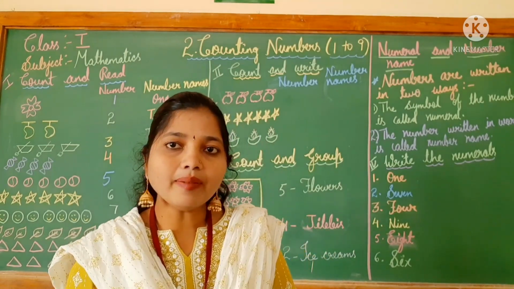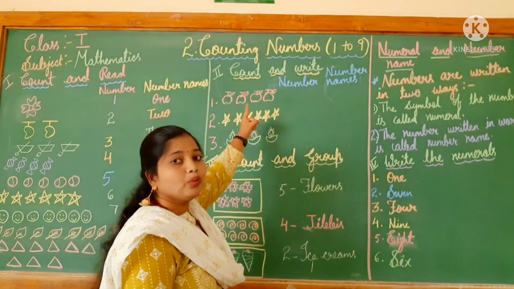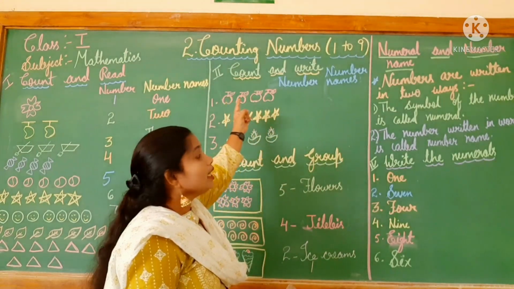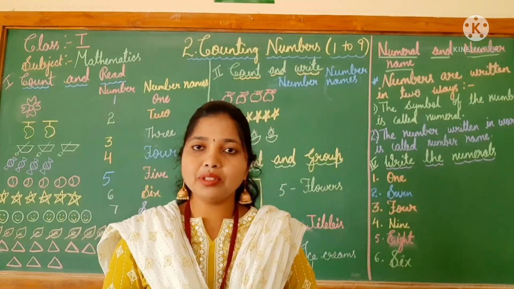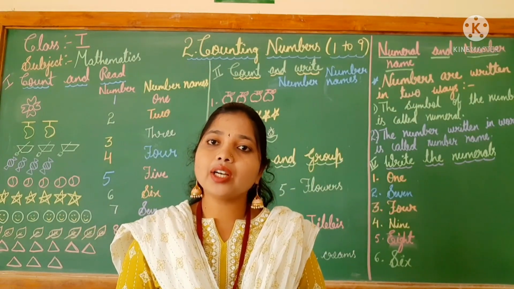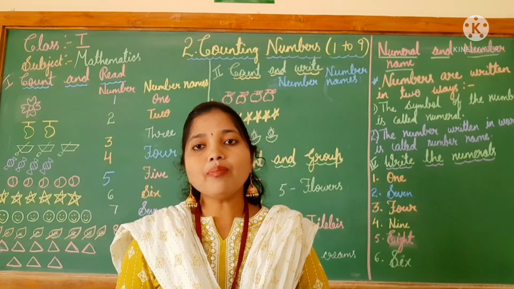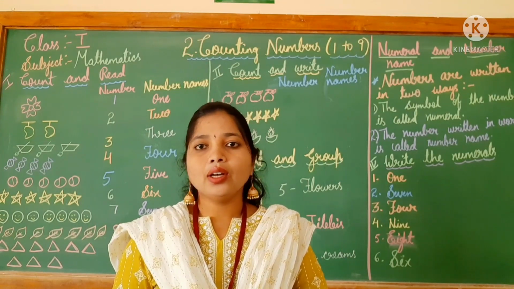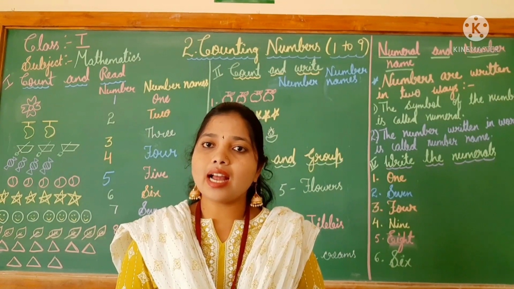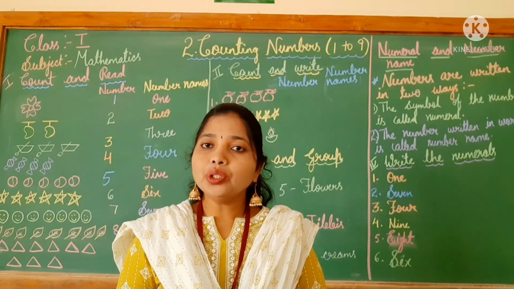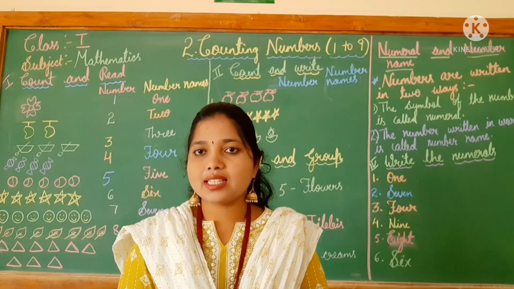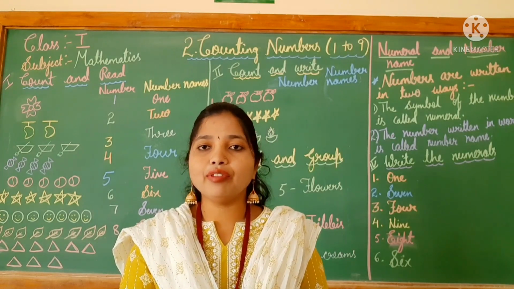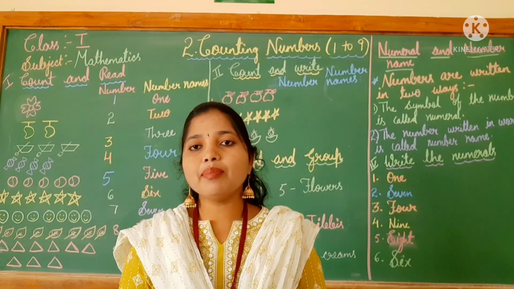The second chapter name is Counting Numbers. Counting Numbers 1 to 9 is the second chapter name, children. Here we are going to study the numbers from 1 to 9. Okay, children. Before starting the chapter, do you know the definition of counting numbers? Yes, I will tell you first the definition for counting numbers.